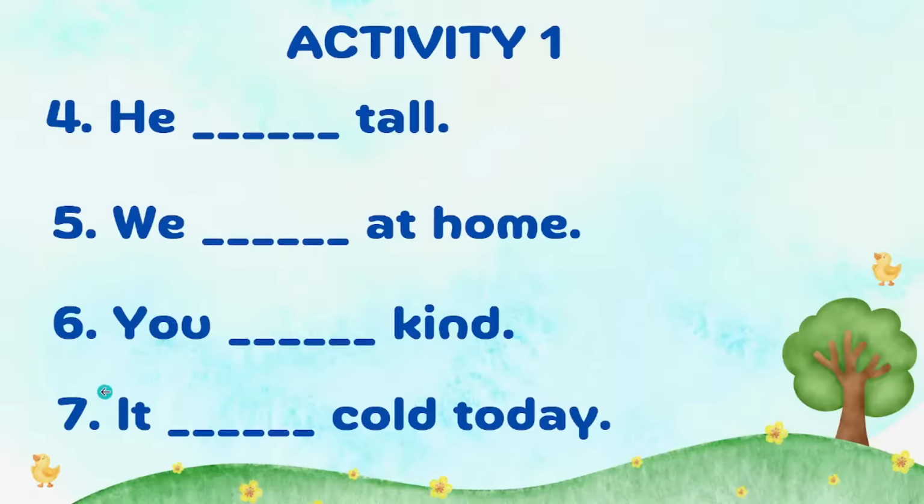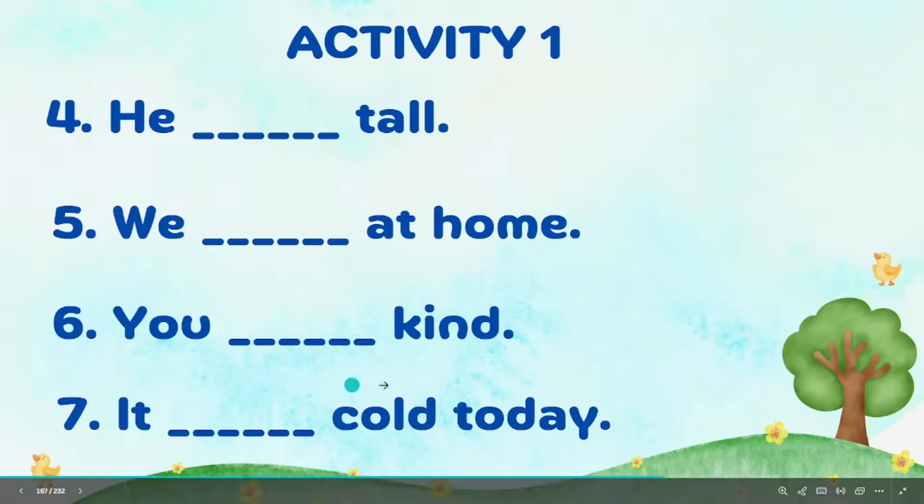Okay, for number 7, what rule are we going to follow here? For he, she, it, is it "is" or "are"? Of course, it's going to be "is." It is cold today. There in your country, I'm pretty sure it's cold today. So, it is cold today.